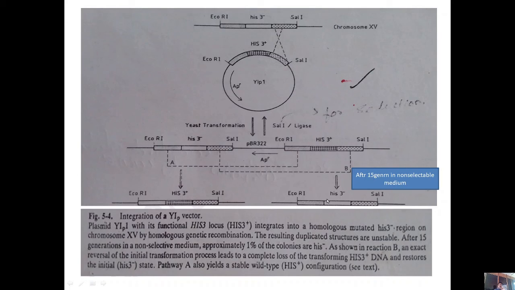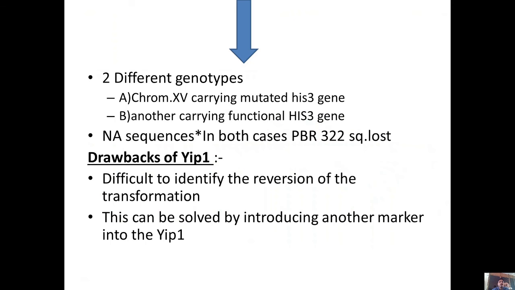So if you are culturing those yeast cells in non-selective medium, then after this recombination at the SalI region, you will get around 1% of the cells having this HIS3 minus allele. And otherwise, if you are culturing those cells in a selectable medium, then 100% of the cells, or progenies, have this HIS3 plus allele. See, there are two different genotypes: chromosome number 15 carrying a mutated HIS3 gene and another carrying a functional HIS3 plus gene.